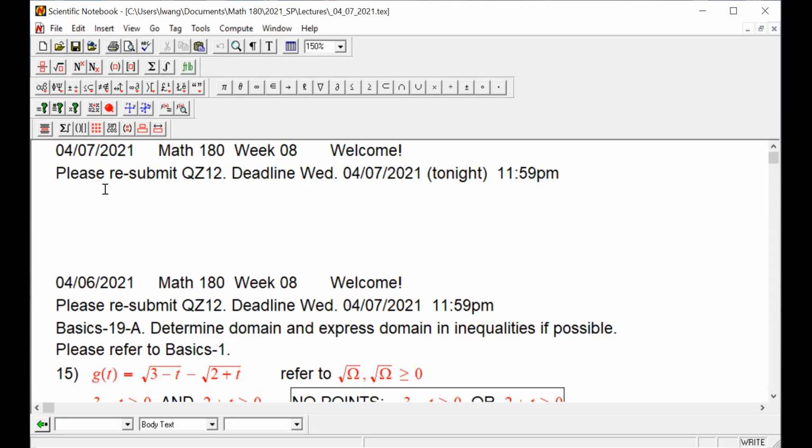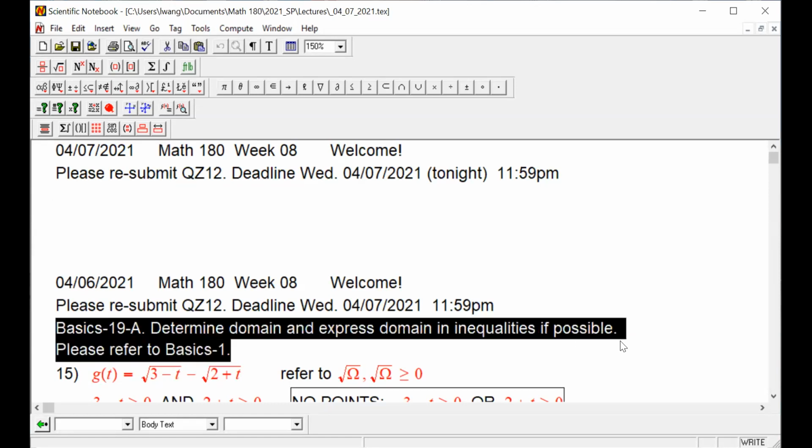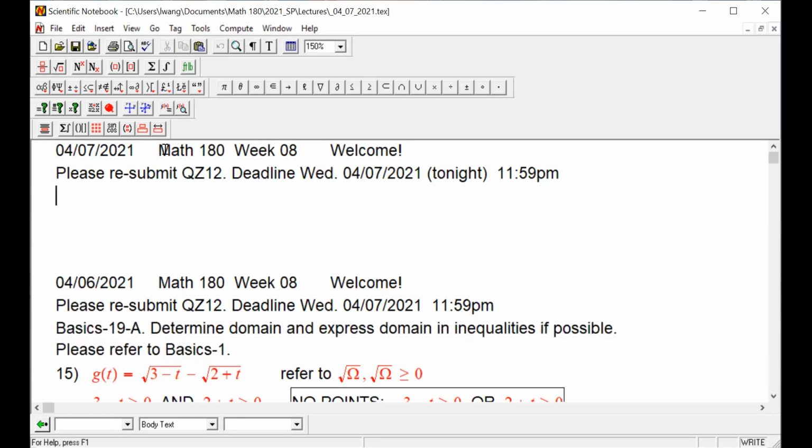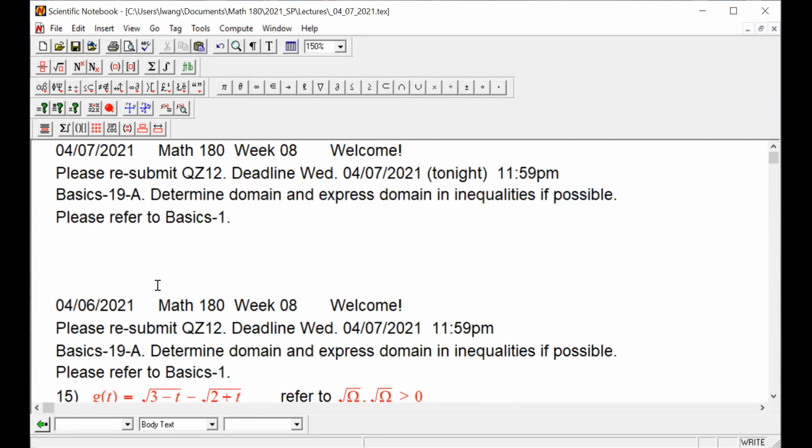Okay. All right. So yesterday we were at basic 19A. Determine the domain and express the domain in inequalities if possible. The reason we said if possible is because sometimes the domain is all real numbers. In that case, you just say it's all real numbers, and there will not be a proper inequality for it. Okay.